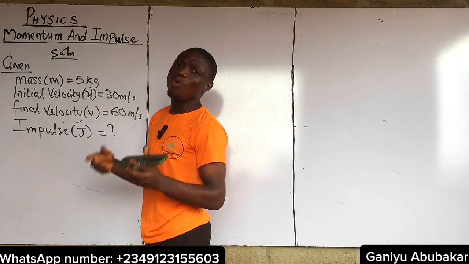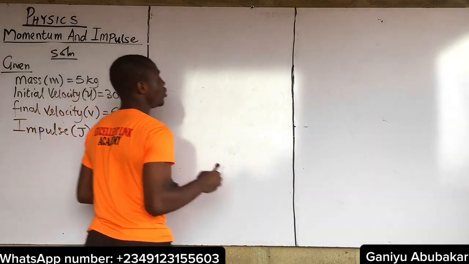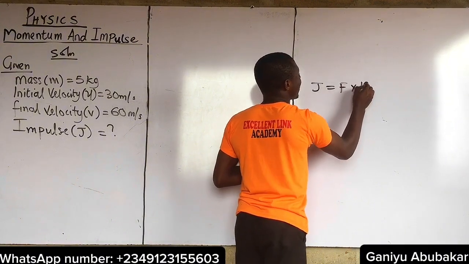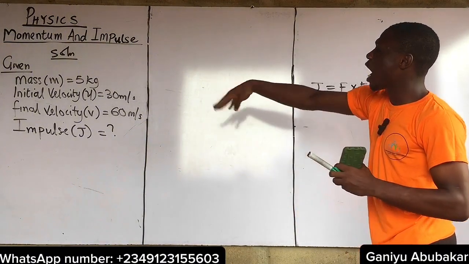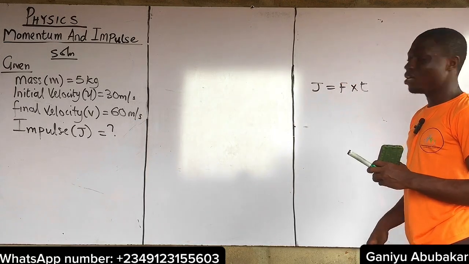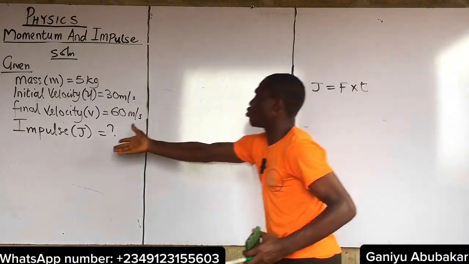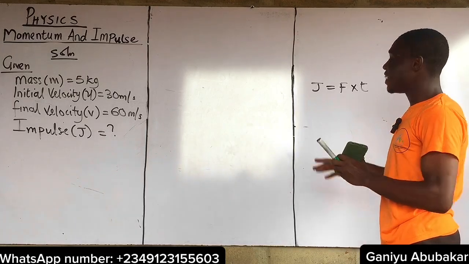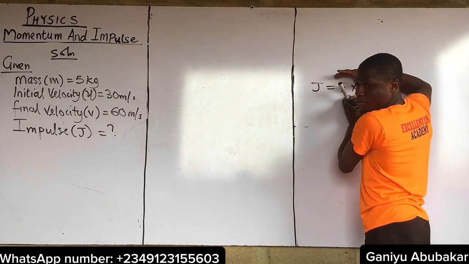Find impulse. What we know is that impulse J is equal to force times time. From this question here, I'm not given force. I'm not even given time. So how will I get impulse with these two formulas? In this case, I can't use this one.